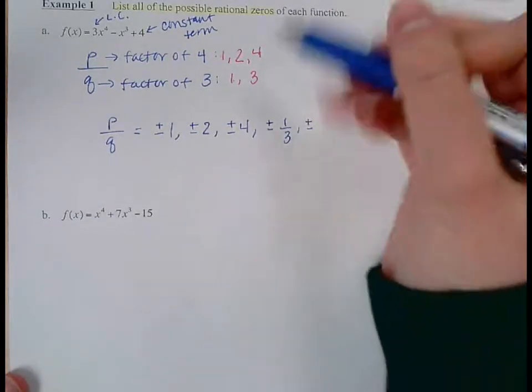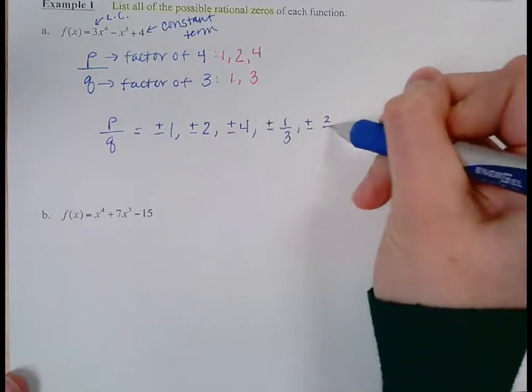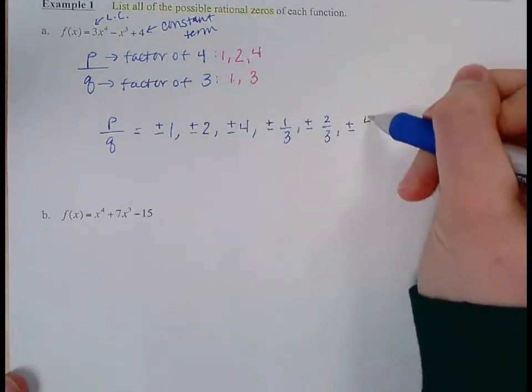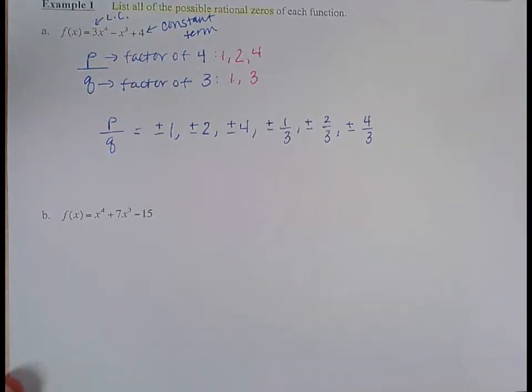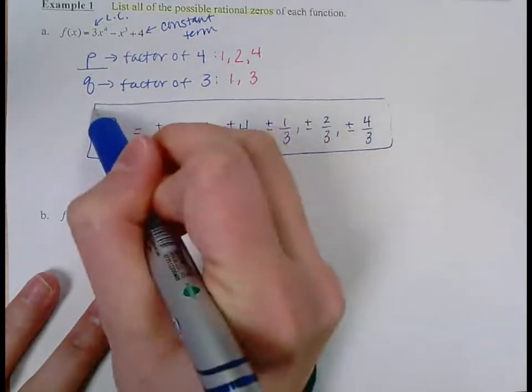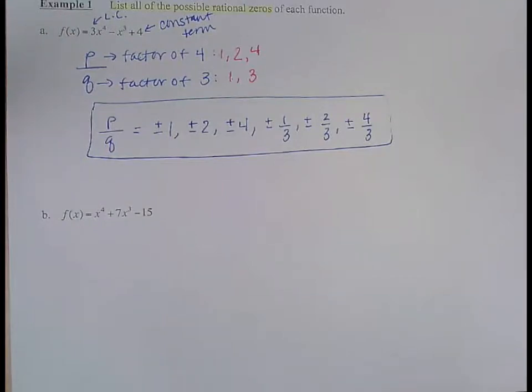And then plus or minus 2 over 3 is 2/3. And then plus or minus 4 over 3 is 4/3. So I've taken every factor of 4 and written it over every factor of 3. So this is my complete list of the possible rational zeros.